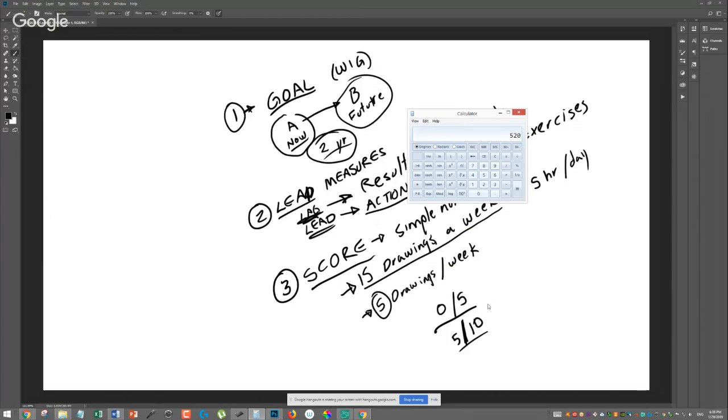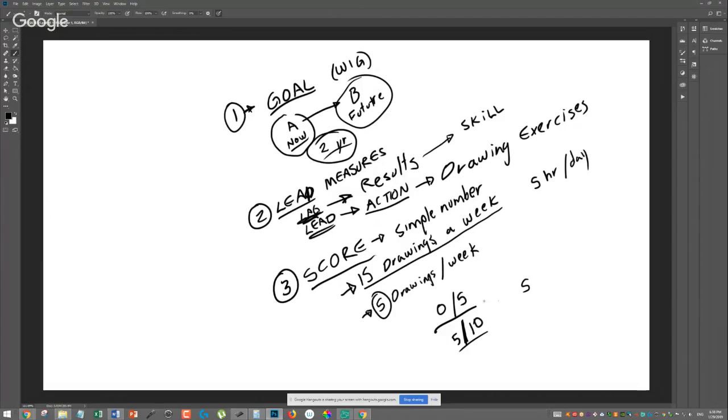So this would be 520 drawings in 2 years. So the theory is if you get to 520 drawings in those 2 years, you're going to have a huge improvement and probably get to your goal in the future, right?